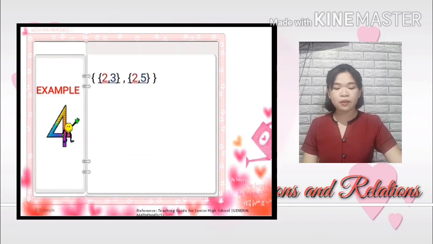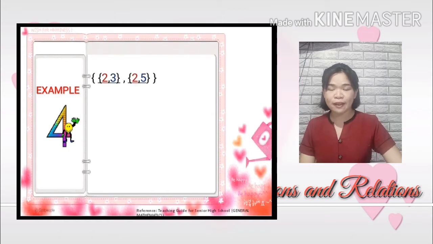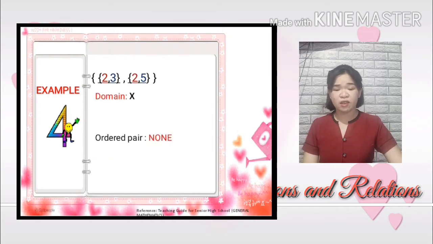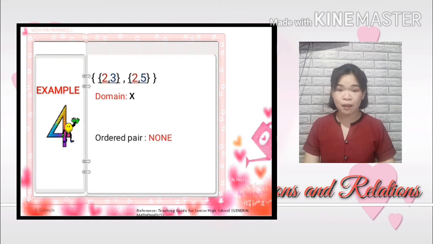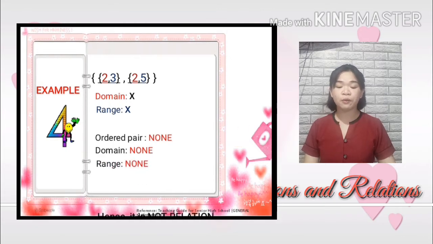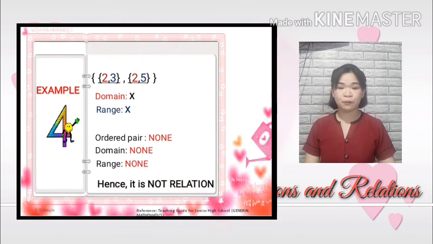Okay, so example number 4. A set of {2, 3} and a set {2, 5}. Is this a relation or not? Let's see. Is that an ordered pair? None. This is not an ordered pair. This is just a set of sets. It does happen that we have 2 elements in every set, but it does not matter that those are the domain and range. Those are just the elements. So, since it does not have an ordered pair, it does not have domain, and this does not also have the range. Therefore, we cannot consider this as a relation.